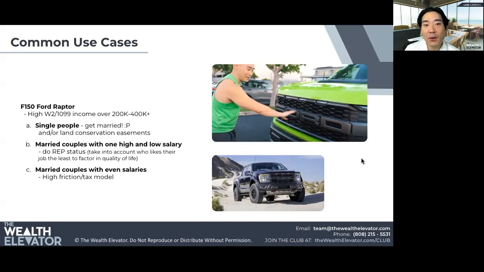So for single people in this category, get married, because you're getting killed by all these lower tax bracket schemes. You're not going to be able to utilize the real estate professional status because more than likely you, as the single person, are working. Therefore, you don't have somebody else to qualify for real estate professional status.